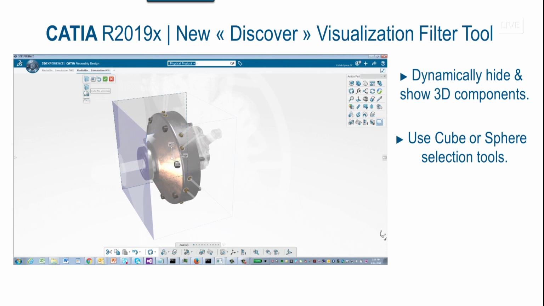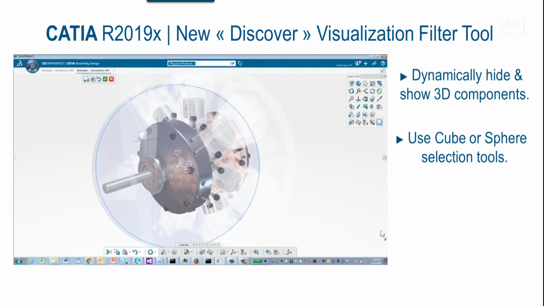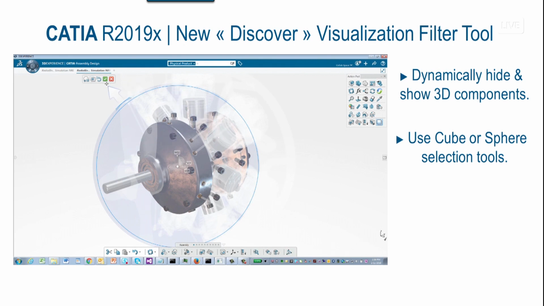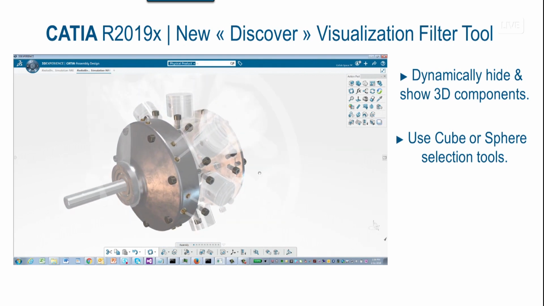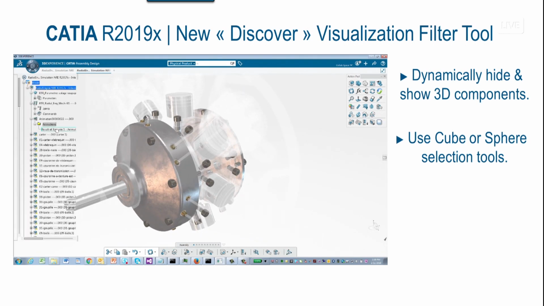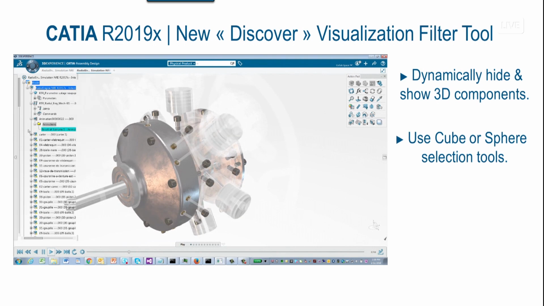So once we are satisfied with our selection, we validate it, clicking the green button, and then we can continue our daily work, like for example, replaying a kinematics animation.